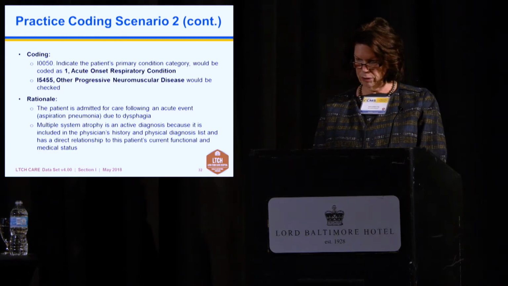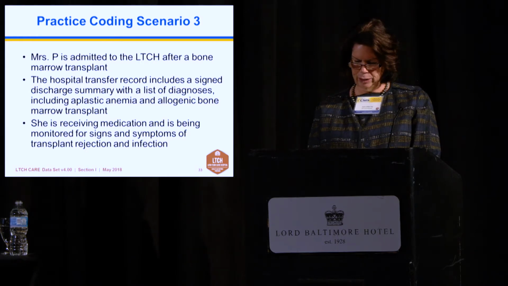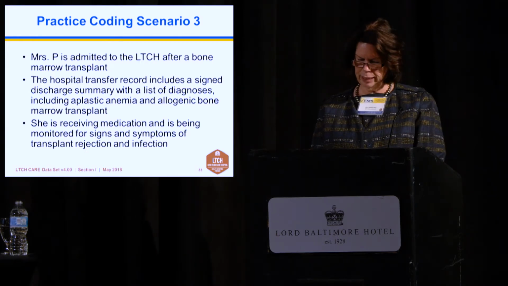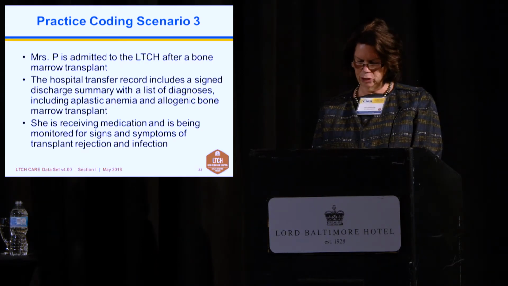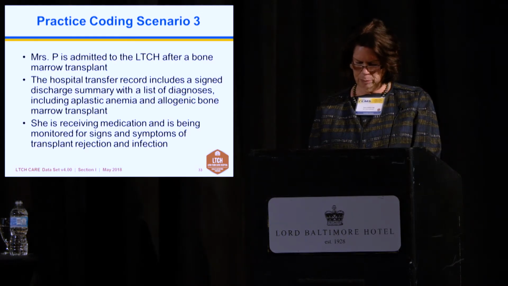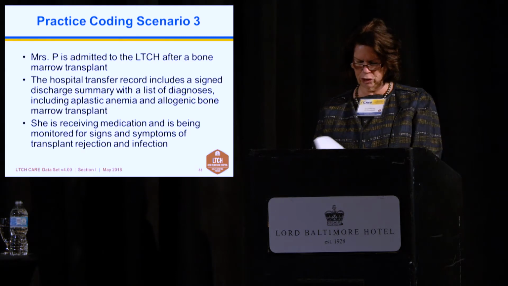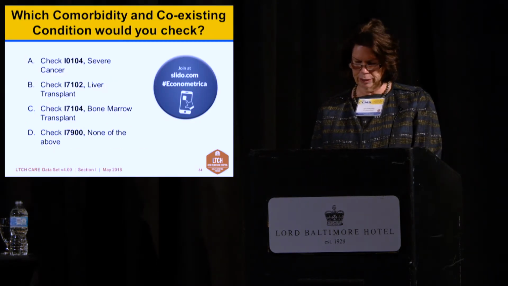So let's do another scenario. In this scenario, Mrs. P is admitted to the LTCH after a bone marrow transplant. The hospital transfer record includes a signed discharge summary with a list of diagnoses, including aplastic anemia and allogeneic bone marrow transplant. She is receiving medication and is being monitored for signs and symptoms of transplant rejection and infection. How would you code this comorbidity and coexisting condition?